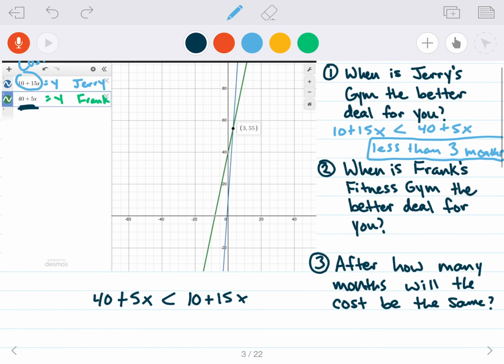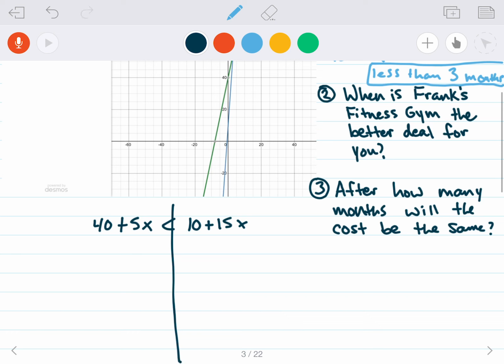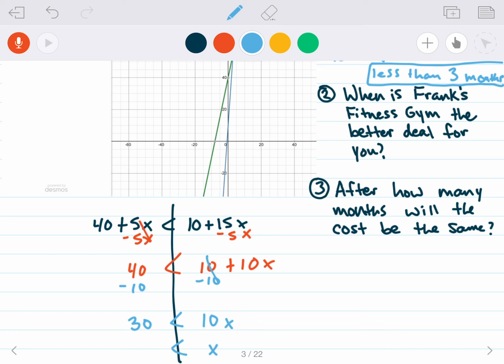And again, we can solve this just like we did with the previous problem. I can subtract 5x from both sides, and I get 40 on the left is less than 10 plus 10x on the right. I'll subtract 10 from both sides to get on the left 30 is less than 10x. And finally, I can divide both sides by 10 to give me x is greater than 3.